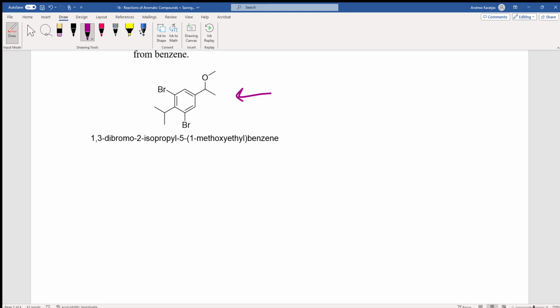I know those bromines are going to be easy to put on. I can do those in a number of ways. The isopropyl group could easily go on in a Friedel-Crafts reaction. But the ether is probably going to cause me the most trouble. Now, I know I can make an ether from an alcohol.